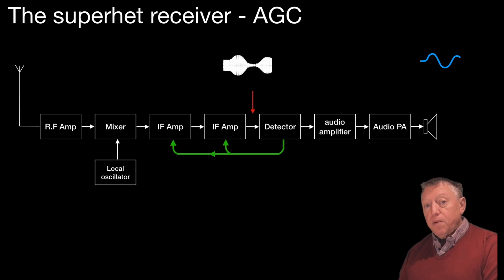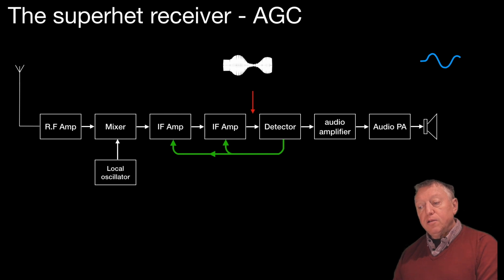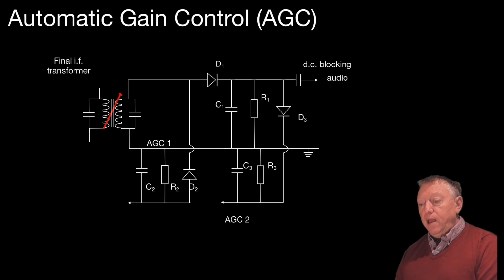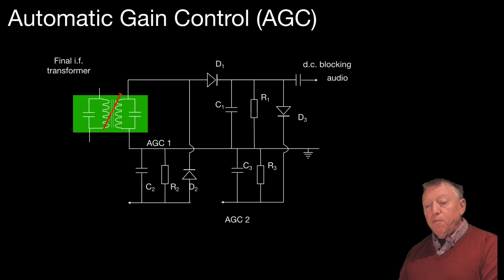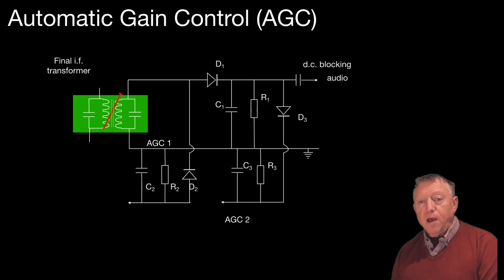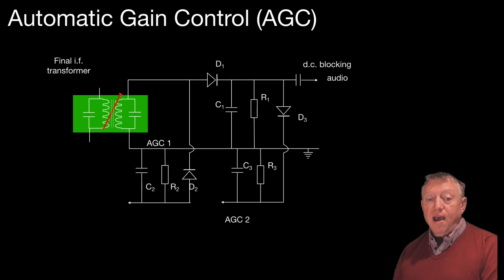And on the classic superhet diagram that you see in the RSGB book Advance, it shows a feedback loop from the detector to both IF amplifiers. And let's have a little closer look at the functioning of that feedback loop. Well, here we have an AGC. There is the final IF transformer from the previous stage, and we should be familiar with that. We've had quite a good look at IF transformers in the context of IF amplifiers.